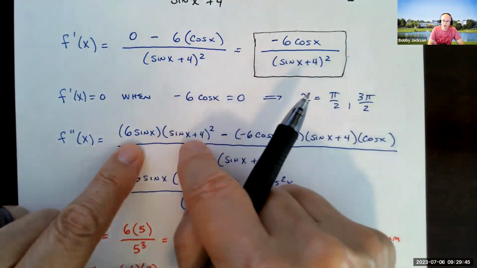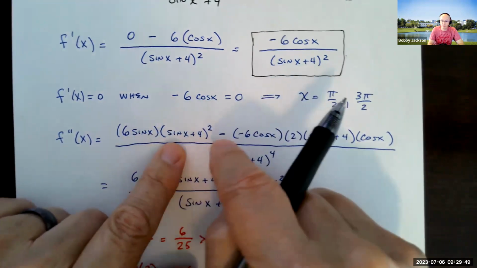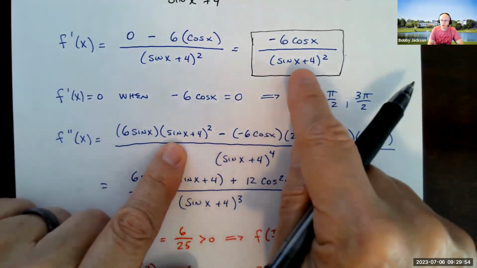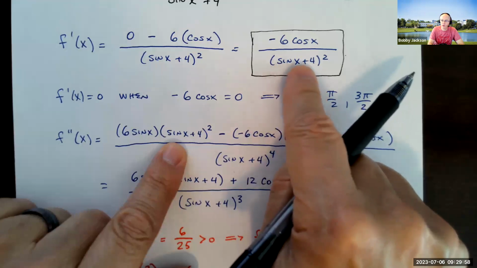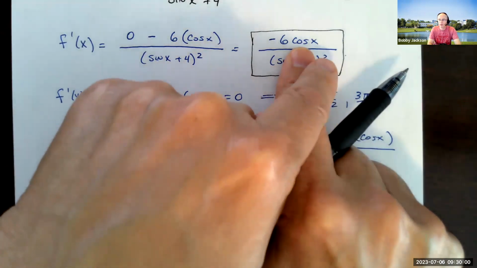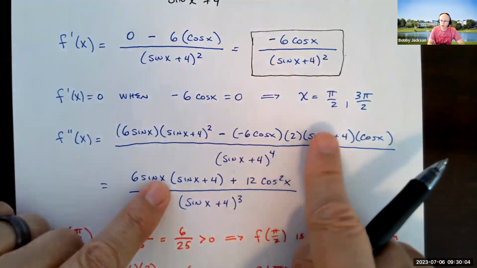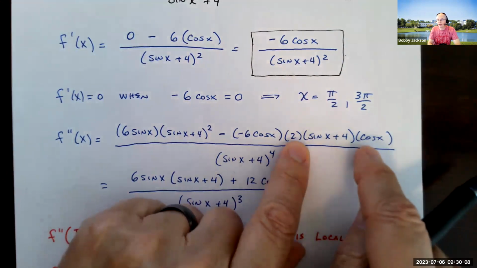Times the bottom function, rather. So derivative of the top times the bottom, minus the top, which is -6 cosine of x, times the derivative of the bottom. Well, the bottom involves the chain rule, right? I have inner function sine x plus 4, all to the second power. So the outer function is u squared. The derivative of u squared is 2 times u, where u is sine x plus 4, times the derivative of the inner function.